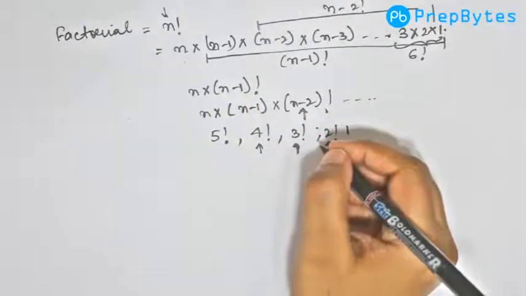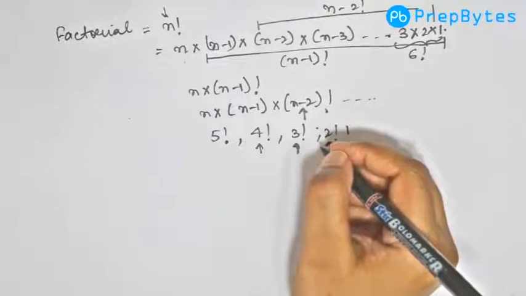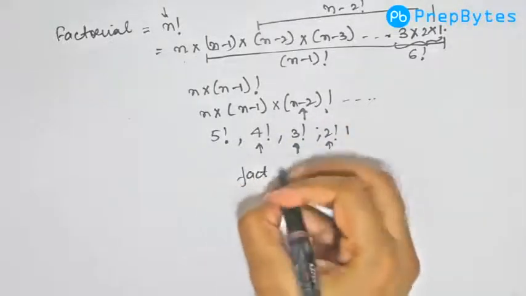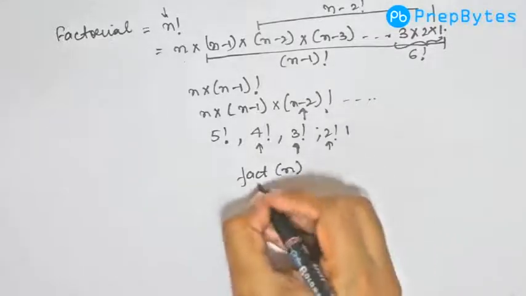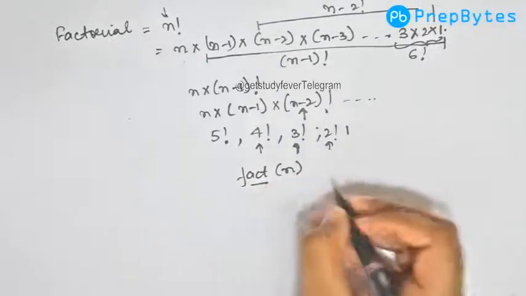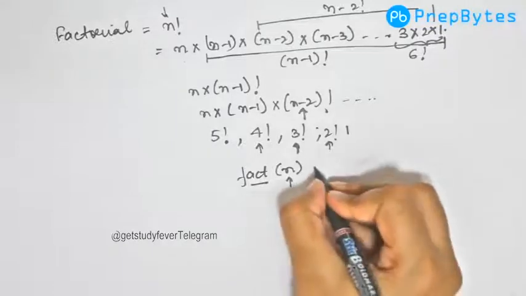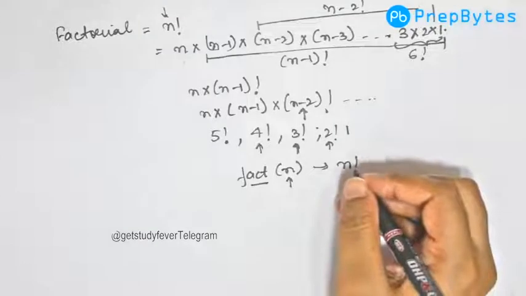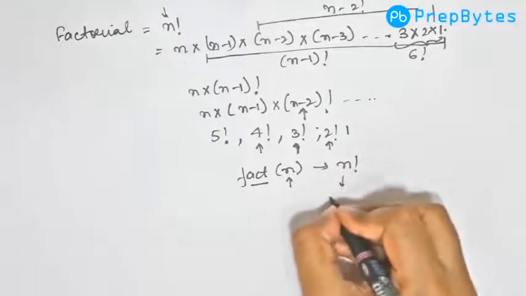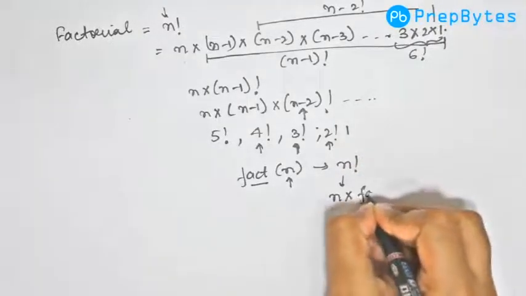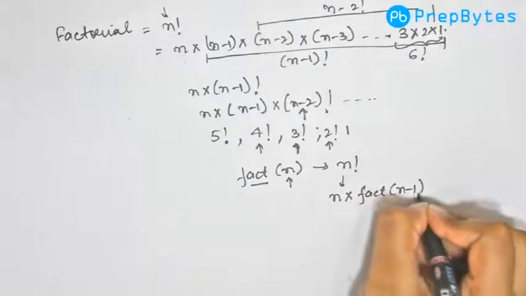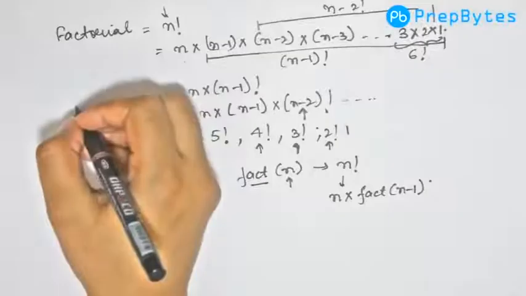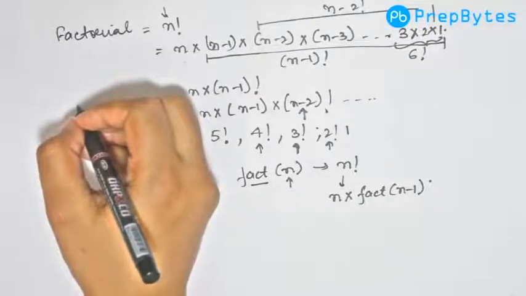So let's say we want to calculate a factorial. The function that will be calculating the factorial, say it is fact n. This is the function that will be calculating the factorial, and this will be the parameter. So this is calculating n factorial. Now this can be further written as n into fact of n minus 1. So as we can see, we are dividing into sub problems. So let's try to write the code for fact.